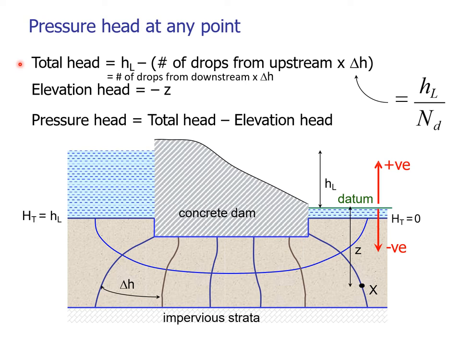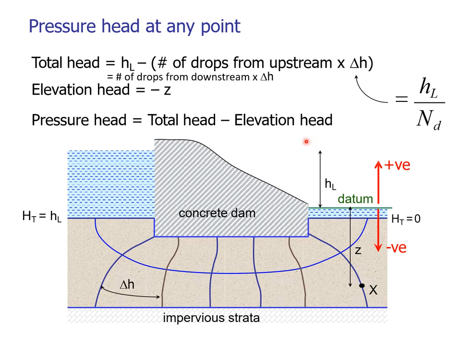I will repeat, total head is equal to H sub L minus number of drops from upstream into delta H, or it is equal to number of drops from downstream into delta H, where this delta H is equal to H sub L over N sub D. Elevation head, that is minus Z in this case because we are considering this point X, and the pressure head is equal to total head minus elevation head. So you will have to memorize these concepts to determine the pressure head at any point.